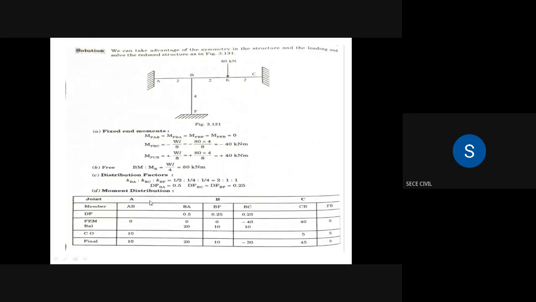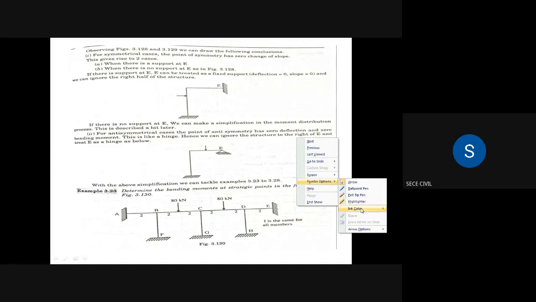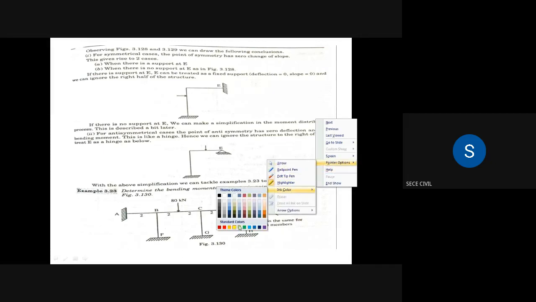I is the same for all the members. Now tell whether this particular frame is symmetric or unsymmetric. Any one of you, can you say whether this particular figure is symmetric or unsymmetric? Symmetric, sir. Okay, so in all ways the frame is symmetric, and the loading is also symmetric. So it is a symmetric frame only.